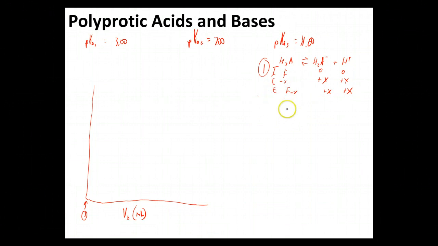And we know that we'd end up having to solve a quadratic equation for this once we actually set it all up. And when we have our Ka expression, Ka equals, remember that it's going to be our products on top, so x times x, so x squared, over formal concentration minus x. And so we'll find this in the book as kind of our initial point. We're going to see something that looks a lot like this later in a titration as well. So our very first point will end up having that sort of an expression.